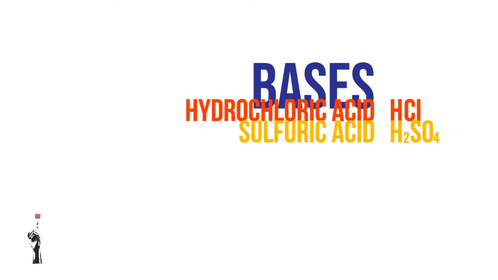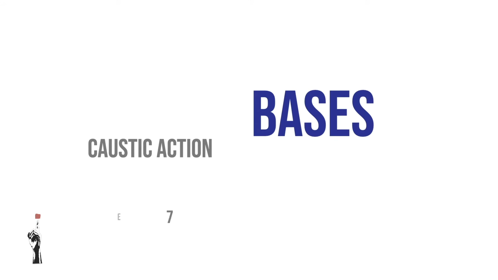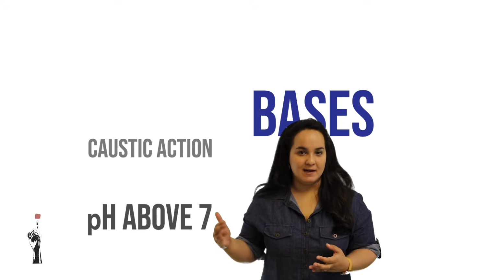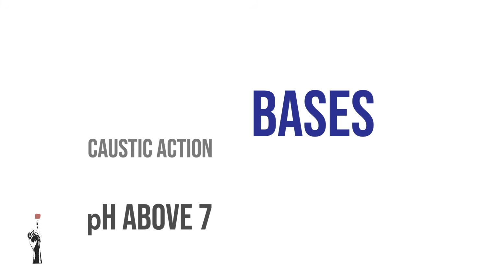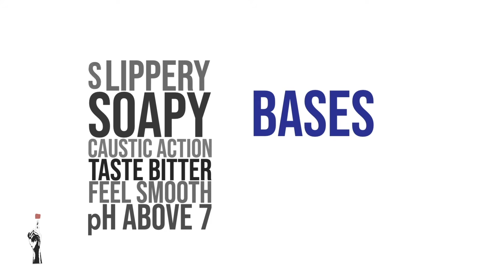In contrast to this, we have bases. They have a caustic action on plant and animal material. A substance is caustic when it burns the material or the skin. The pH of bases range from above 7 to 14. The higher the number, the stronger the base. Compared to acids, bases taste bitter and they feel smooth, soapy or slippery.